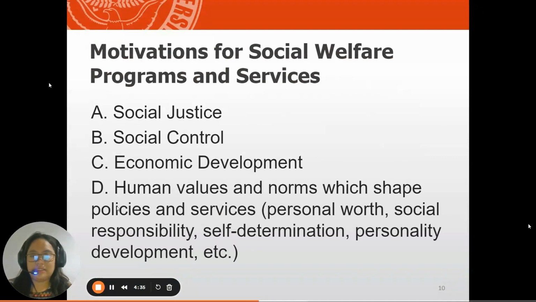So here is the list of motivations for social welfare programs and services. We have social justice, social control, economic development, and human values and norms which shape policies and services. For example, personal worth, social responsibility, self-determination, personal development, and many more.